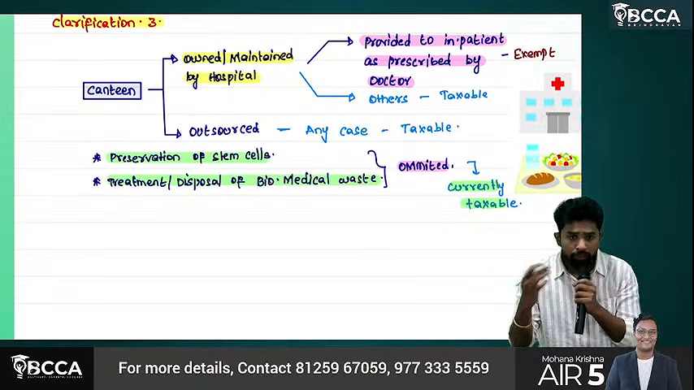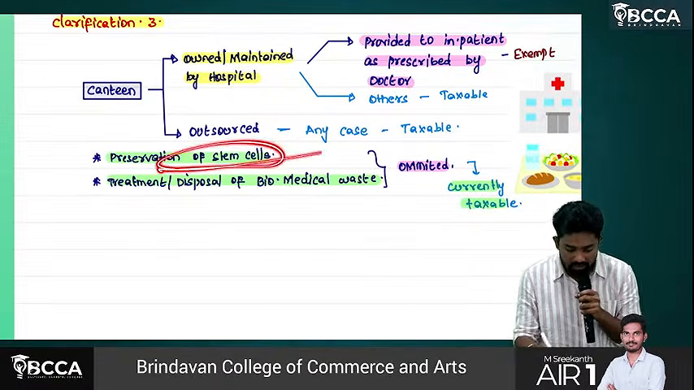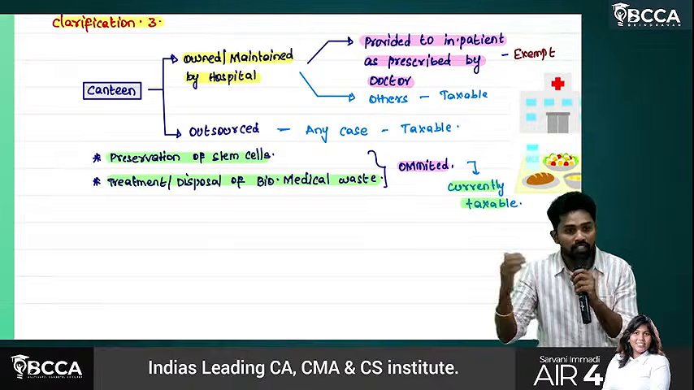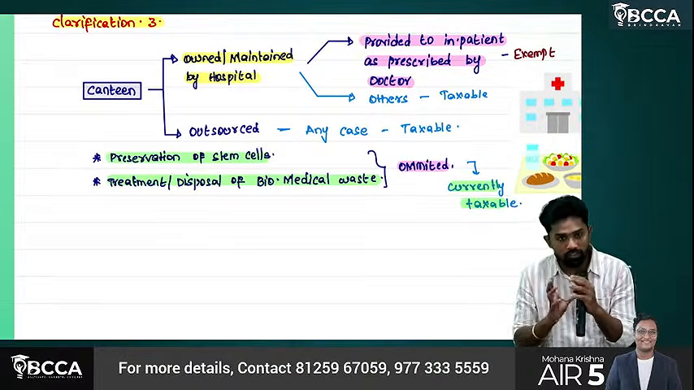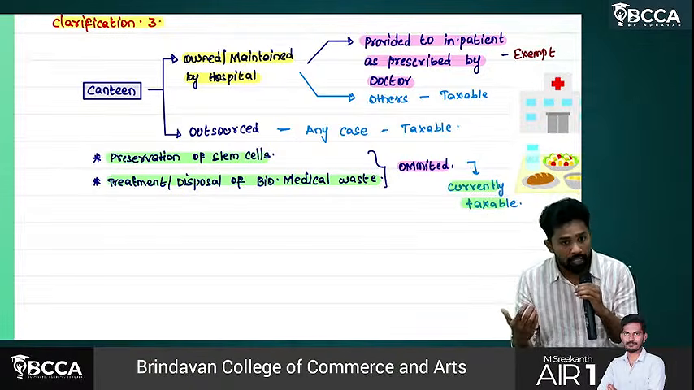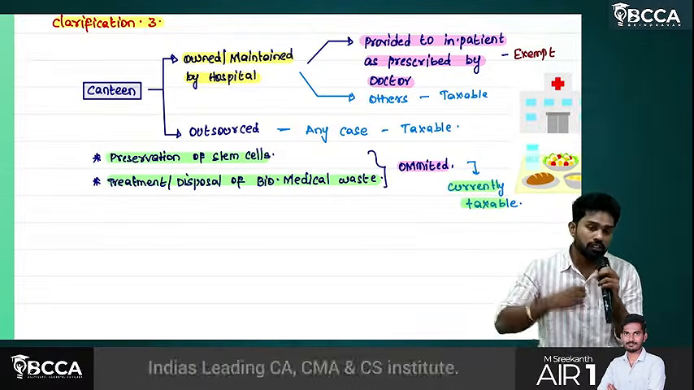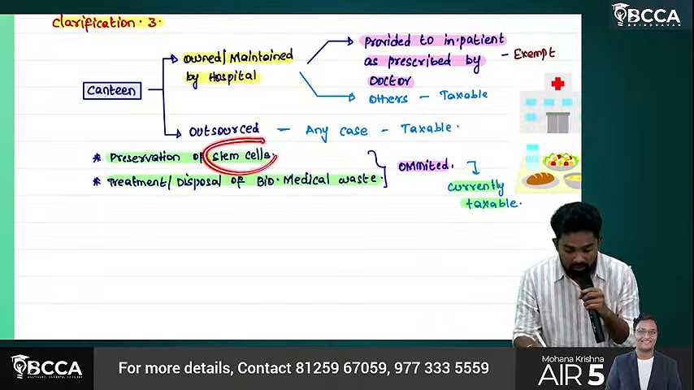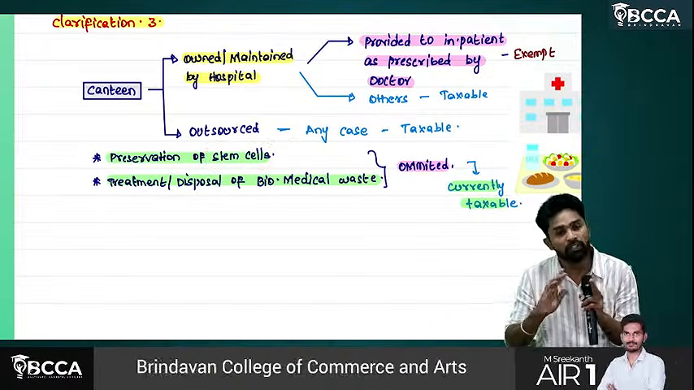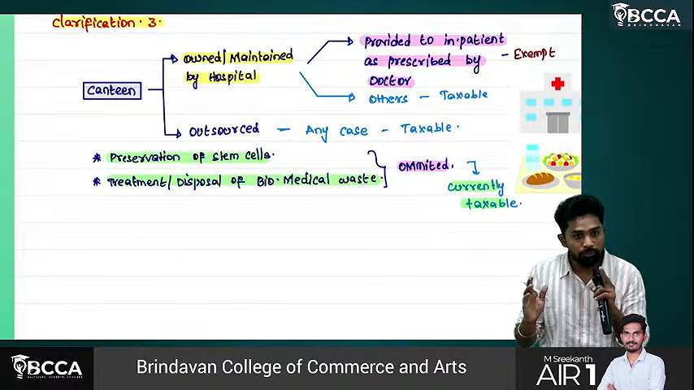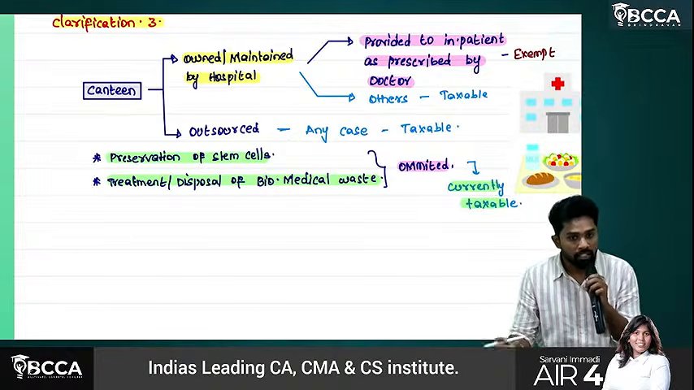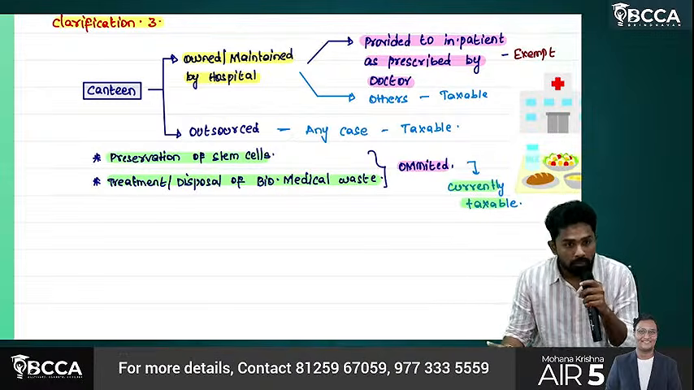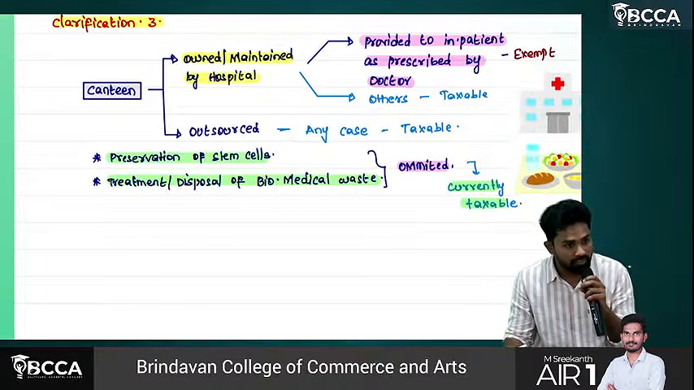Then you will see in some questions, sir, preservation of stem cells. Stem cell means the cord which connects the baby and the mother. Once the delivery happens, the cord which is connecting the baby and the mother is called the stem cell source. That will be preserved, because medical experts believe stem cells have many medical properties. In future, if they need stem cells, they cannot bring them otherwise. That's why people started preserving stem cells.